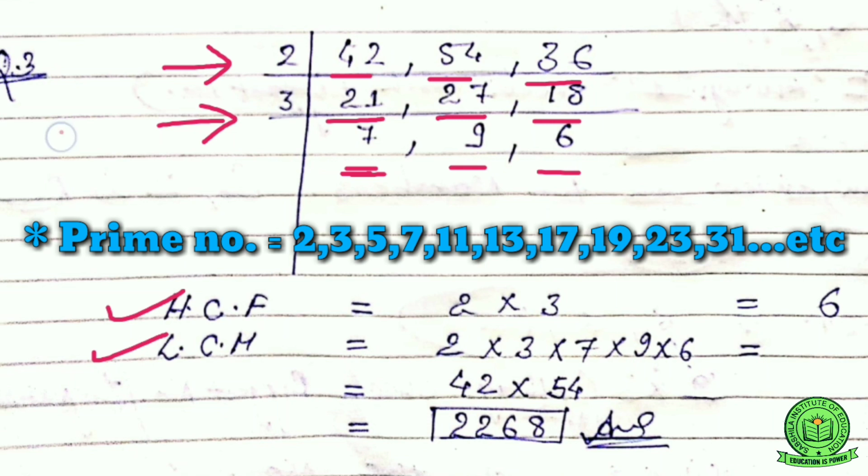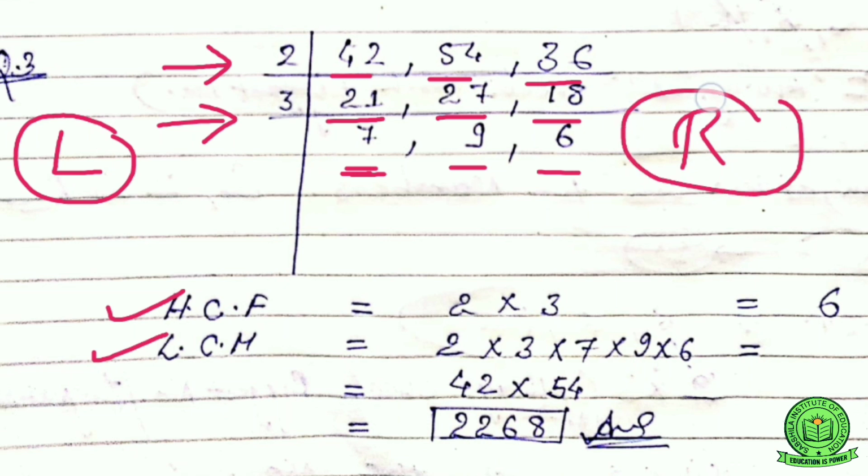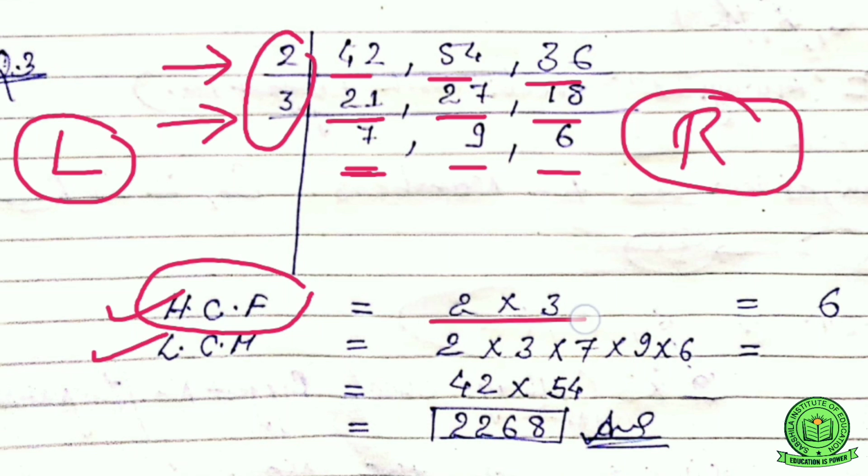Okay, so we have to see right now the left side and the right side. If you want to find out the value of HCF, you have to see what? The left side. What do we have on the left side? 2 into 3. That means if you do 2 into 3, then you will get what? 6.